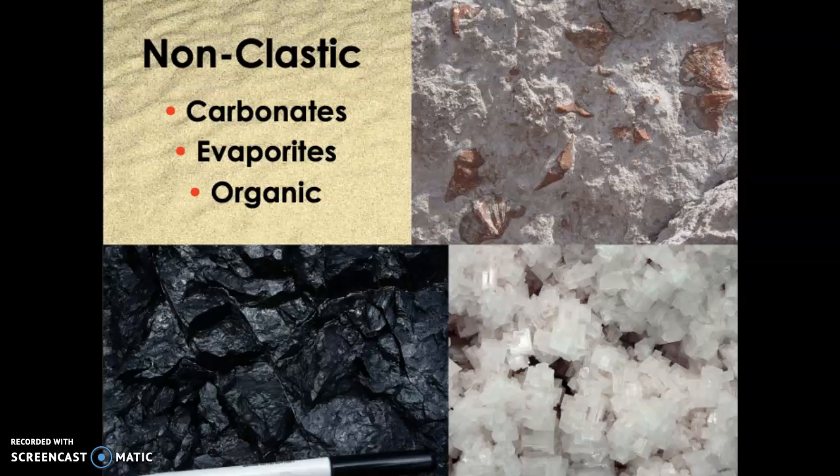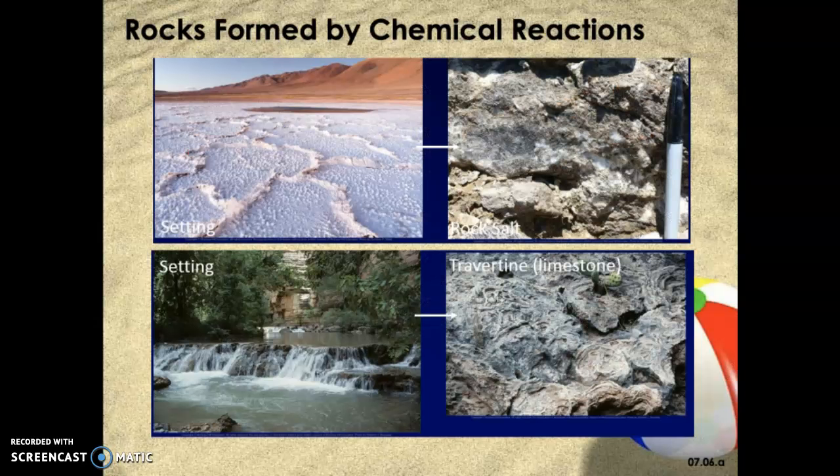Down in the lower right-hand corner, you can see evaporites. This includes things like salt and gypsum, but it can also include calcium carbonate. That can precipitate directly out of the water as well, and we'll see that on the next slide. And then in the lower left is purely organic carbon material in that case, and that is coal.